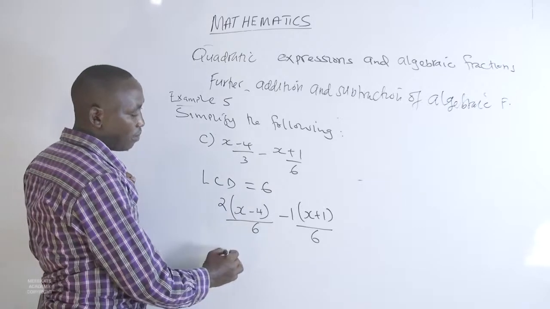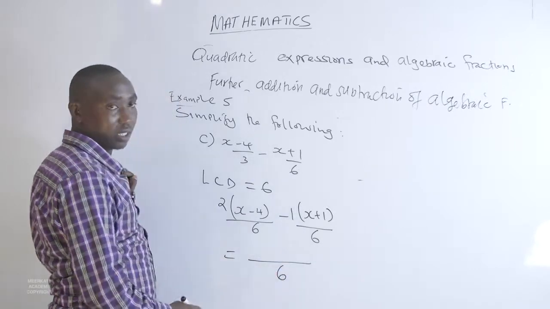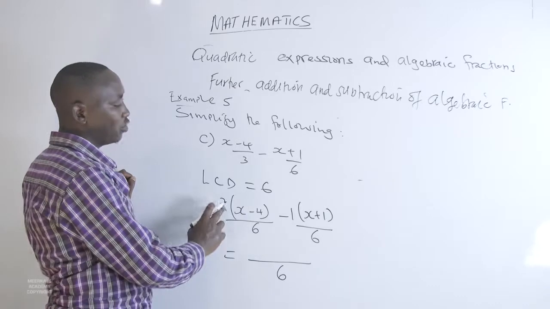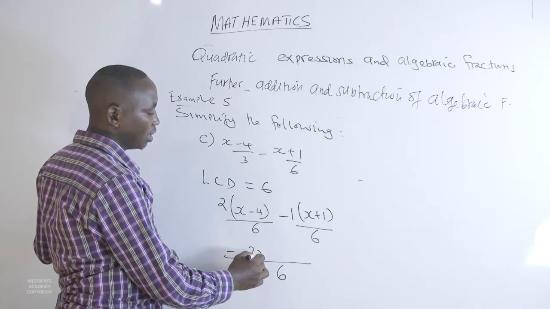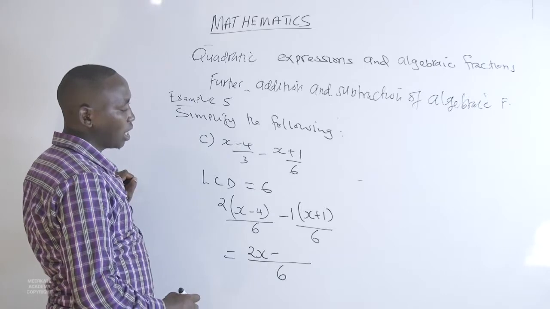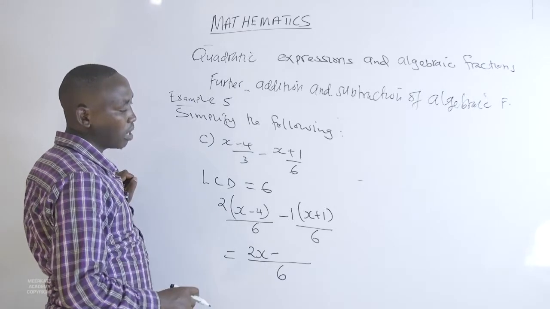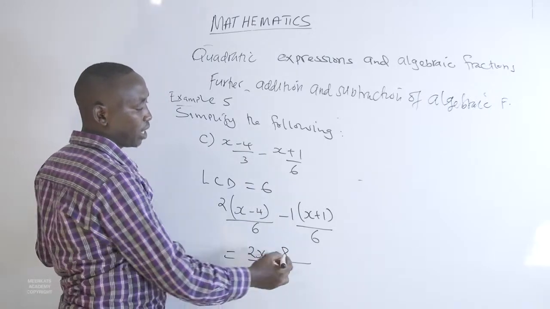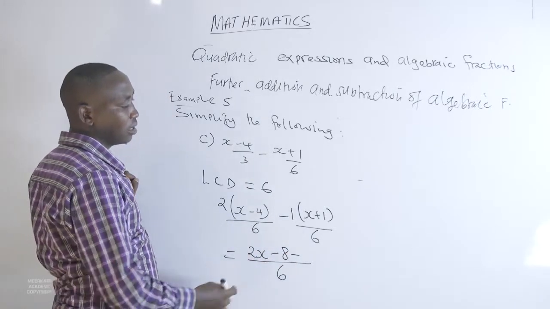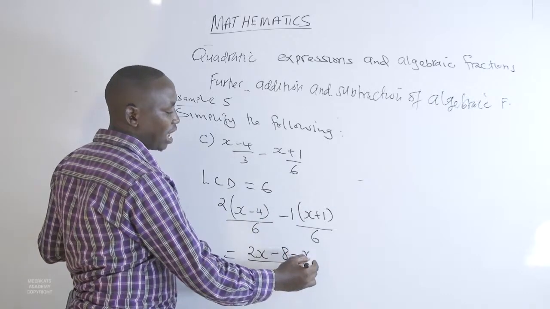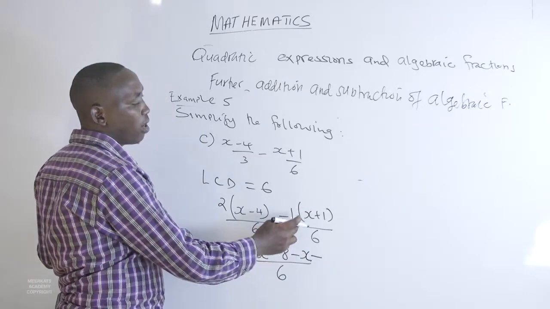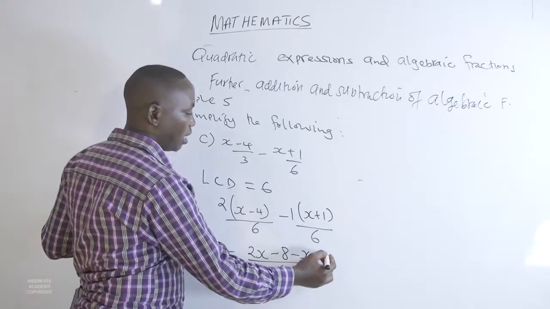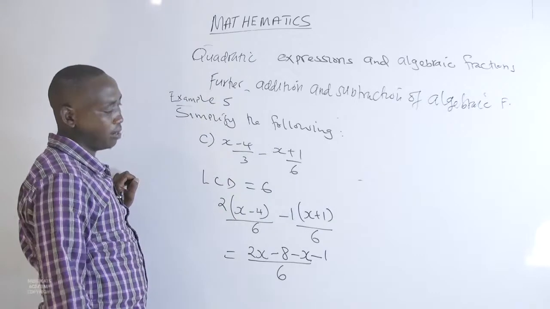We now rewrite them under one denominator of 6, and that means we expand each of the brackets. This will be 2 multiplied by x, which will give us 2x. Subtract 2 multiplied by negative 4, that will be minus 8. Subtract 1 multiplied by x, that will be x. Subtract negative 1 multiplied by negative 1, which will be negative 1.